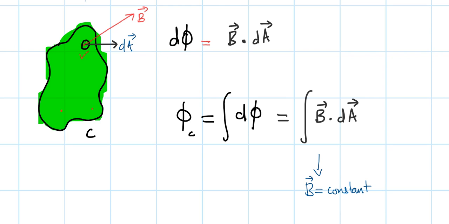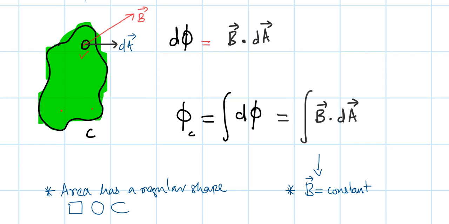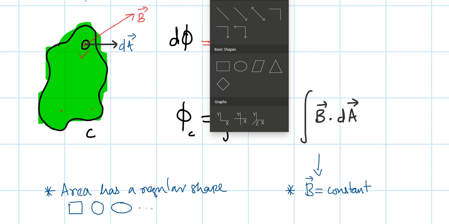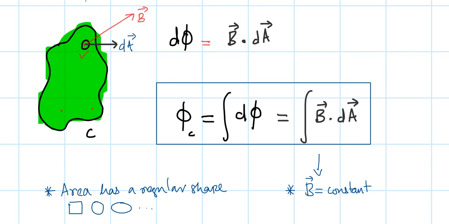So if these two things hold, one is the B vector being constant and the other is that the area has a regular shape, meaning the C must be some loop which looks like a square or a circle or even an ellipse, or any other regular shapes such as pentagon, hexagon, etc. If the area has such a shape and the B is constant, then evaluation of this total integral or the total magnetic flux would become simpler.